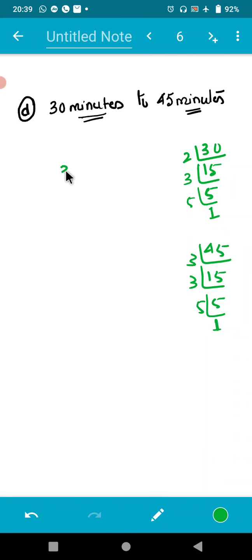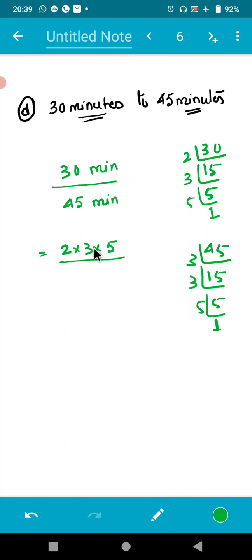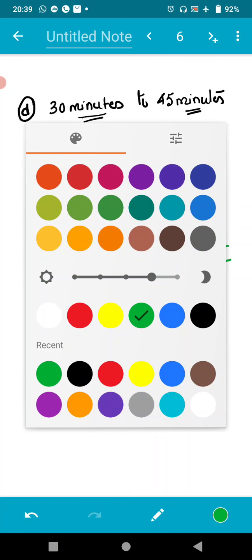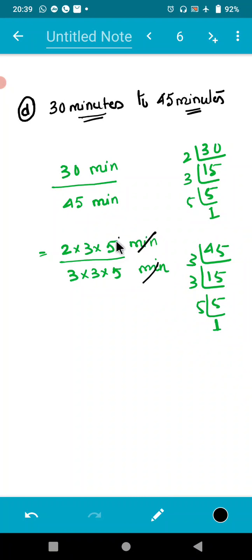Okay, so now we'll write 30 minute, we'll write the short form of minute, and then 45 minute. Now in place of 30 we'll write 2 into 3 into 5, and in place of 45 we'll write 3 into 3 into 5, and you can write minute as well if you want to, no problem. Okay, now let us reduce it. We'll reduce the minutes, we'll reduce this 5, we'll reduce this 3. So as you see in the numerator we are left with just 2, and in the denominator there is 3. So your final ratio is 2 is to 3.